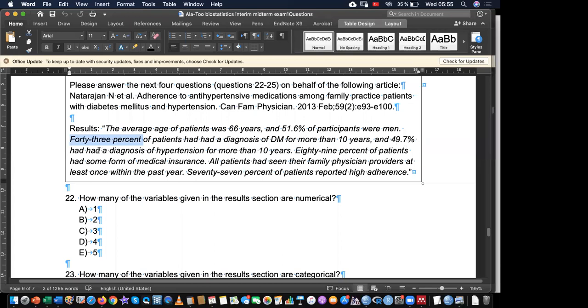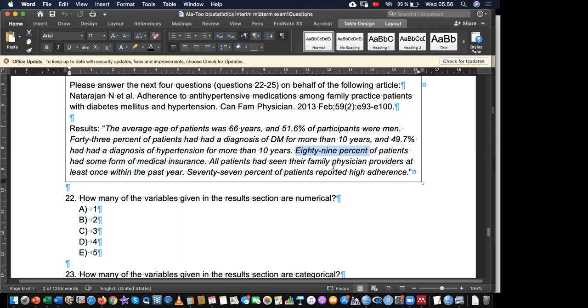And 49% had a diagnosis of hypertension. Having a diagnosis of hypertension, yes and no. Again, the percentage is given. It's a categorical variable. 89% of patients had some form of medical insurance. Having medical insurance, is it categorical or numerical? Categorical, of course. That one is also categorical. They present the percentage only for categorical variables.